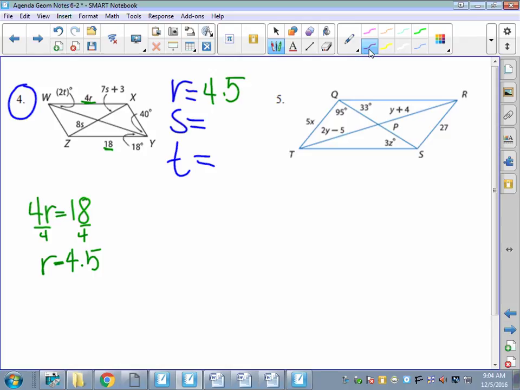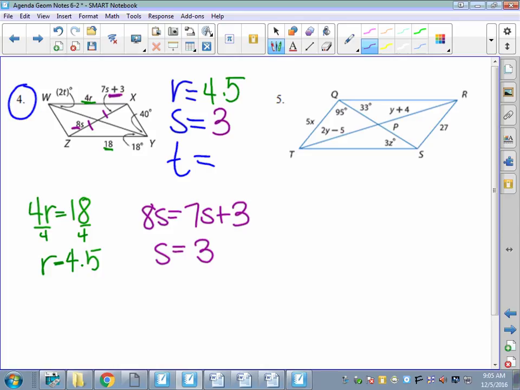S information. I've got S information here and here. The S information, it's not on an angle, it's not on a side. It is, however, on a diagonal. So we know that diagonals get bisected. So I know that those 2 pieces of the diagonal have to be congruent. So 8s equals 7s plus 3. Solve that one and you get a 3 for your s value.